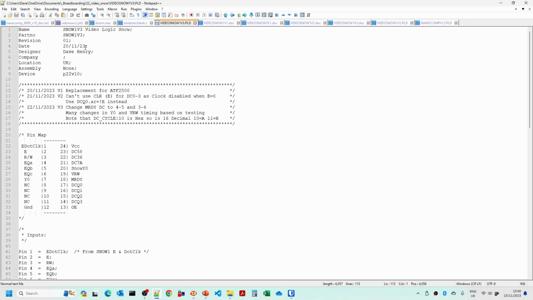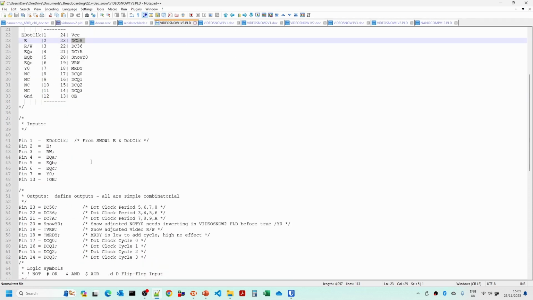I'll just show you the changes to the configuration. You'll notice here in the pin definitions these are the dot clock intermediate signals that I had to create because we ran out of terms in the PLD. So now this is dot clock cycle 5 to 8, dot clock cycle 3 to 6, and now dot clock cycle 7 to A. Previously I think it was something like 9 to 12 I had there.